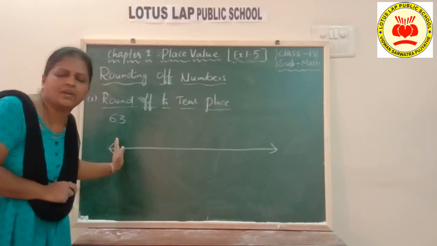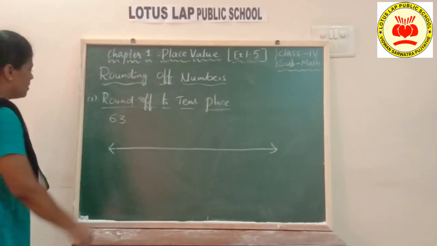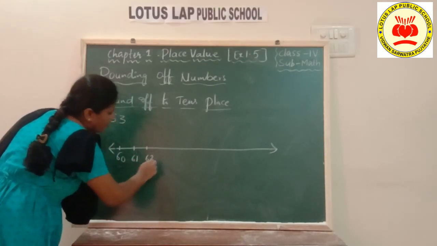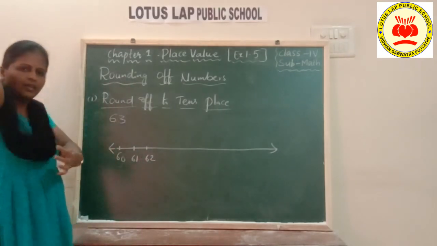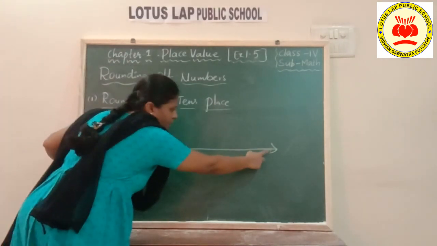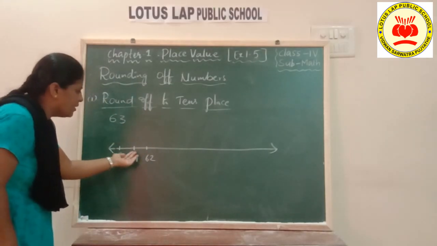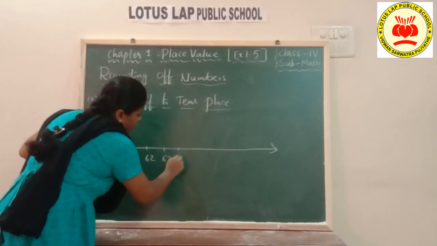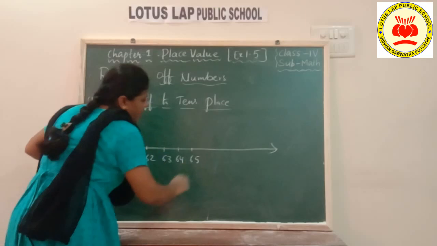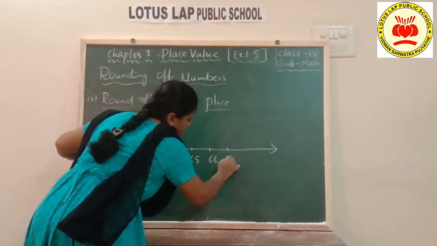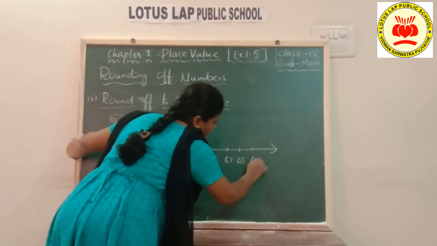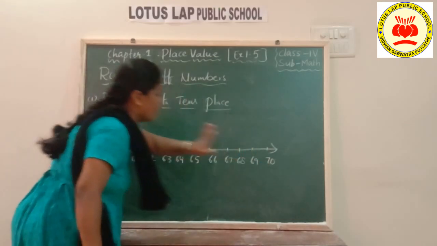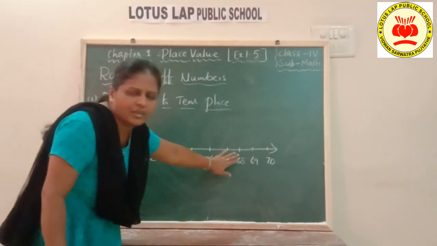So let me put the numbers from 60 to 70, children. So 60, 61, 62. When you round it off to tens place, you should know between which two tens it lies, and put those numbers and increase the number every time by 1. So 60, 61, 62, 63, 64, 65, 66, 67, 68, 69 and 70. So 63 lies between 60 and 70. So I wrote the numbers from 60 to 70 on the number line.